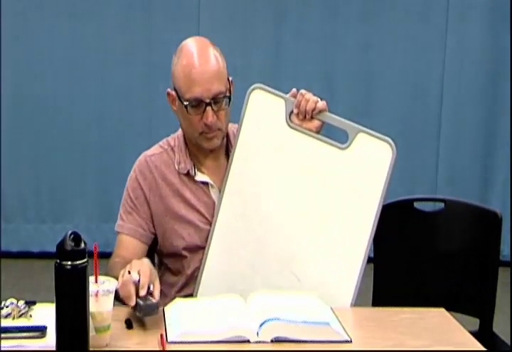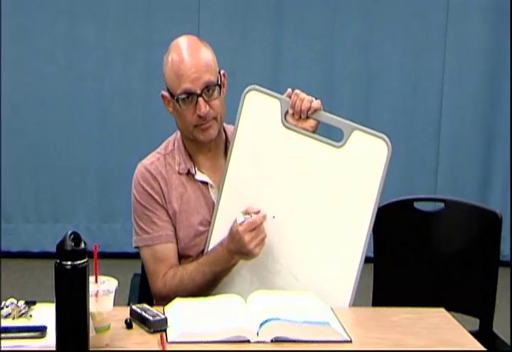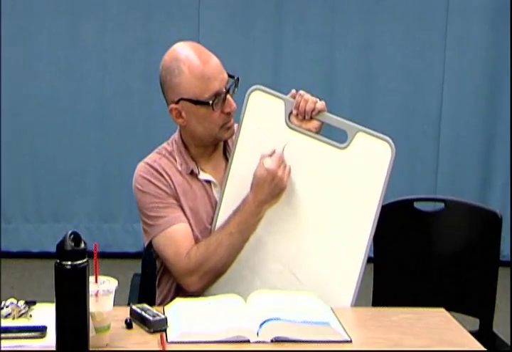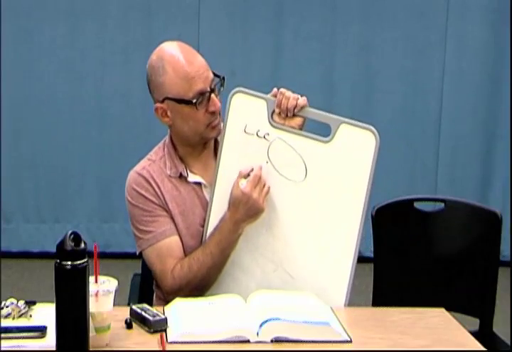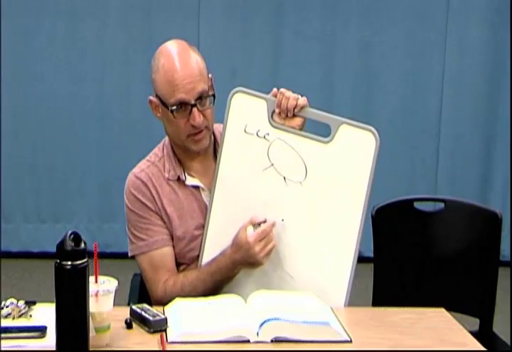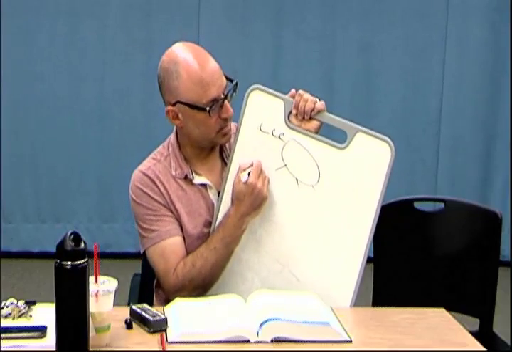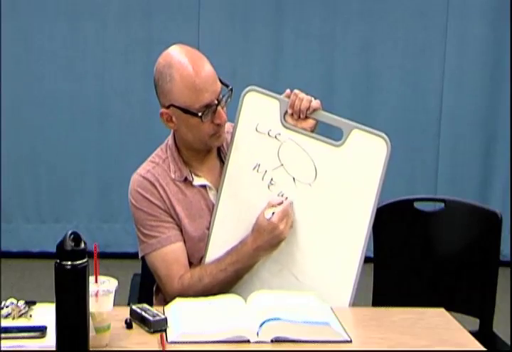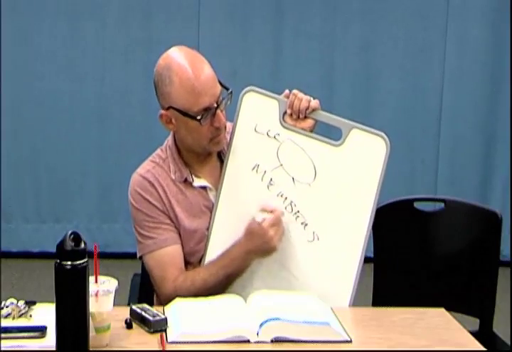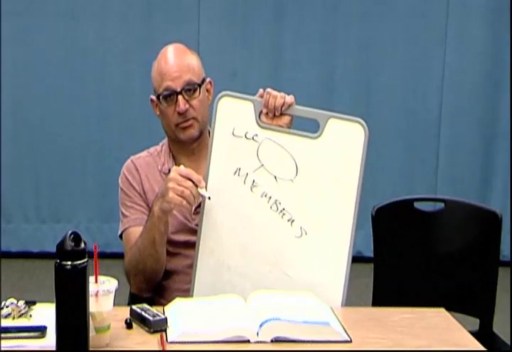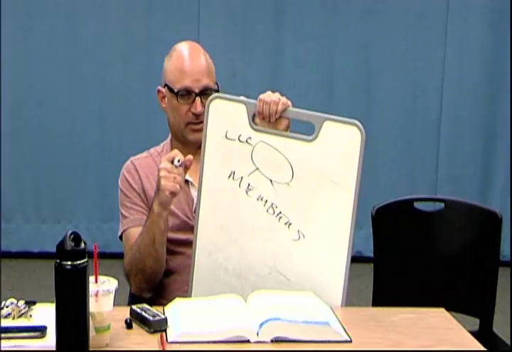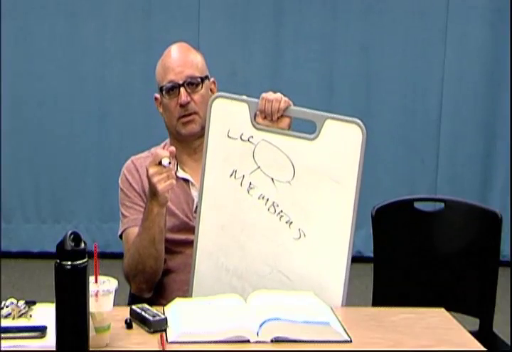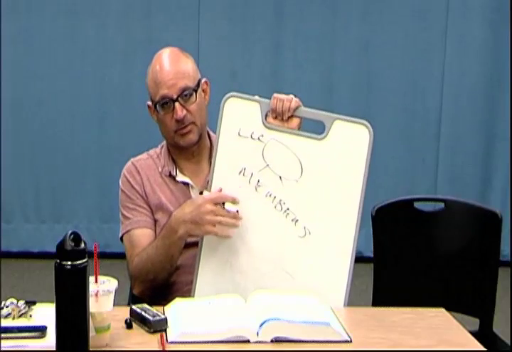LLCs have the attributes of a partnership. So here's the LLC. You are not taxed at the LLC level, you're just taxed at the individual level. And we call these individuals members. So LLCs are also pass-through entities. And that's a very valuable thing, right? Because you're not subject to double taxation.